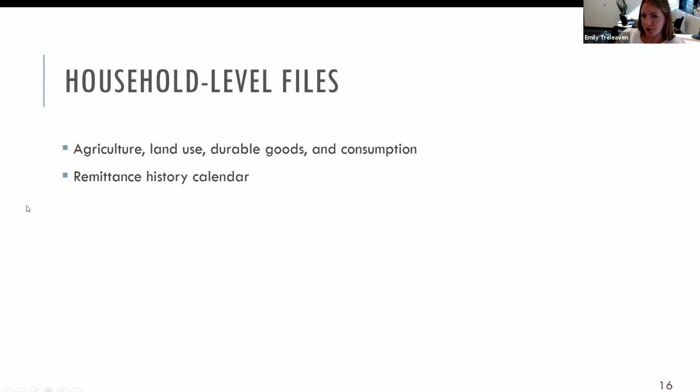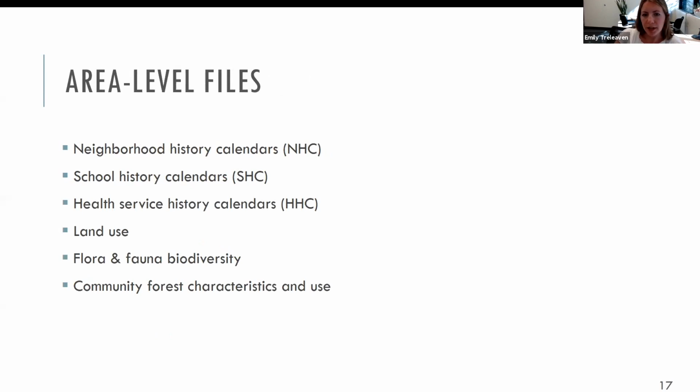We have a smaller number of household level files. And as I noted, these include information on household land use, durable goods, and remittances. And then we have study, neighborhood, and contextual data. The neighborhood history calendars map a wide range of neighborhood services and groups, and these are based on the study definition of a neighborhood, that geographically defined area. So these are specific to CVFS neighborhoods. Then we have other contextual files that cover all of Western Chitwan, not just CVFS neighborhoods. For example, we have data on the annual characteristics of the universe of schools and health facilities in the area, and then additional data on biodiversity and community land use.